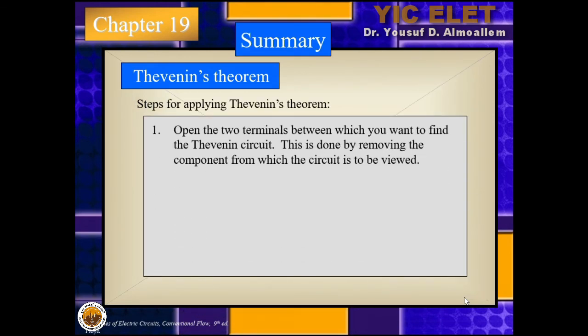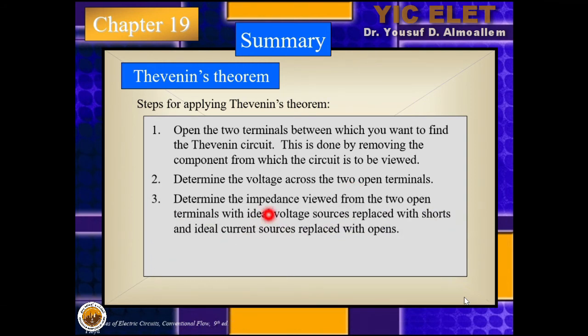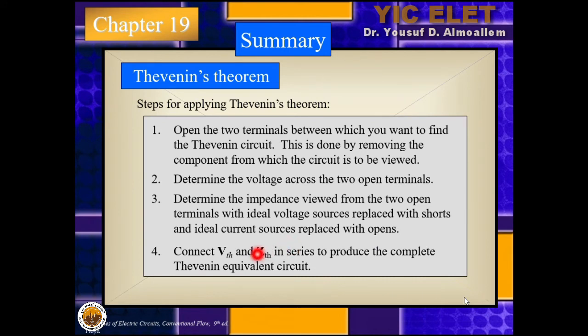Now, in summary, what are the steps to apply the Thevenin theorems? First one is to open the two terminals between which you want to find the Thevenin circuits. Normally it is RL. This is done by removing the component from which the circuit is to be viewed. Then you determine the voltage across the 2 points, which is the V Thevenin, and then determine the impedance viewed from the 2 open terminals with ideal voltage source replaced with short and ideal current source replaced with open, zeroing the sources. Third thing, just connect V Thevenin with Z Thevenin in series to produce a complete Thevenin equivalent circuit. Okay, so this is what is the Thevenin theorems in summary.